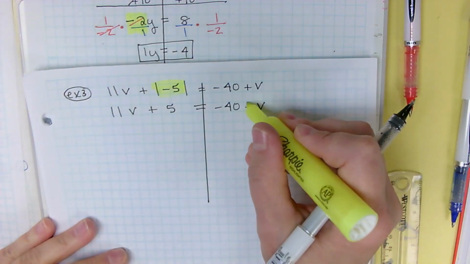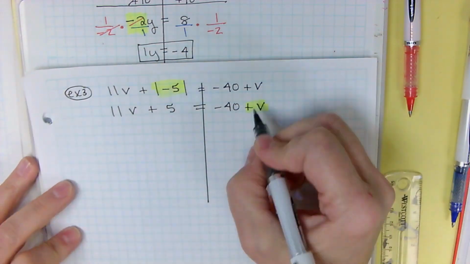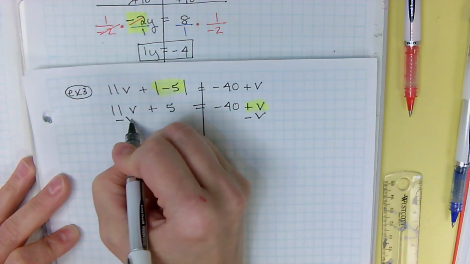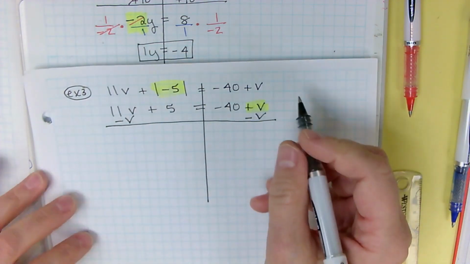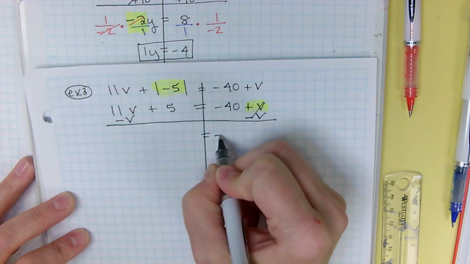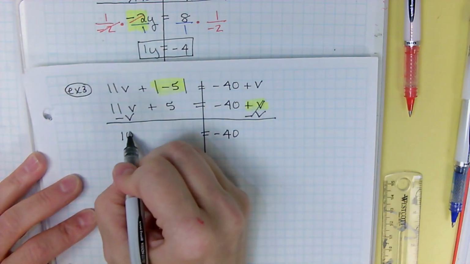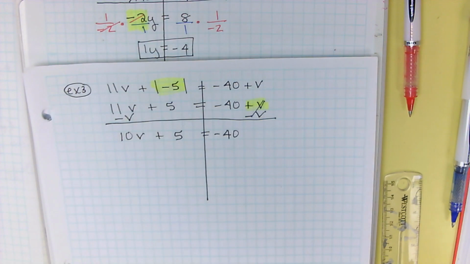Step 2, add or subtract using opposites to move the x term left. The one that needs to move is this v. It needs to be on the left. So the opposite of positive v is negative v. So I'm going to subtract v from both sides. V minus v is 0. So now I have a -40 by itself. On the left, 11 minus 1 is 10v plus 5. I have moved all of the v terms to the left.